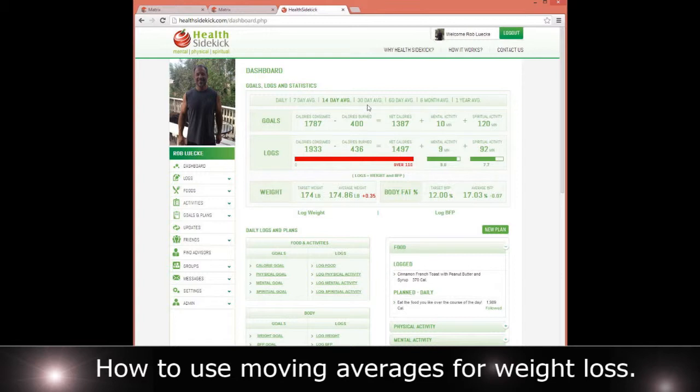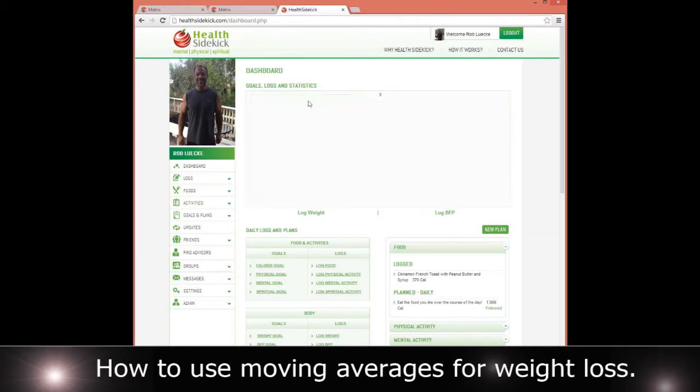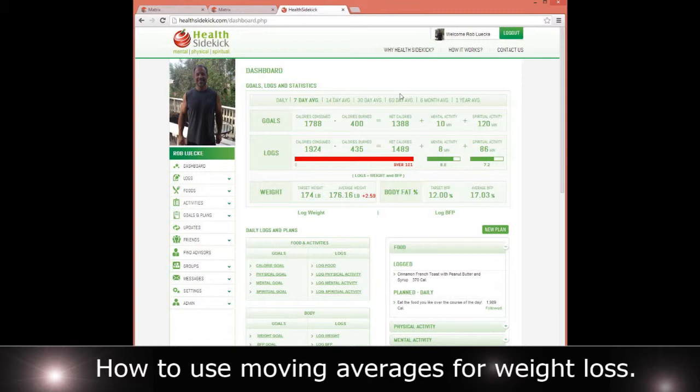If I go and look at my 30-day AVG, and I want to point this out, I can say that I actually lost weight in this time period. So over the last 30 days, I weighed less than the previous 30 days doing this particular equation, which looks fairly similar to this equation, right? They look fairly similar. And in my 60-day, I was actually eating a little bit more in calories and doing about the same mental and spiritual, and I lost 0.48 tenths of a pound.